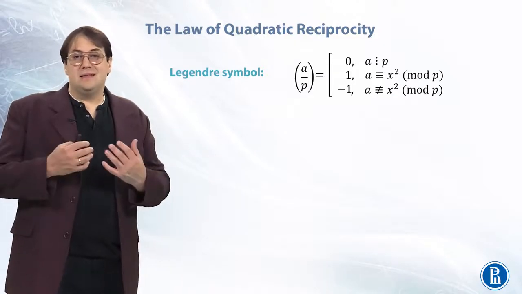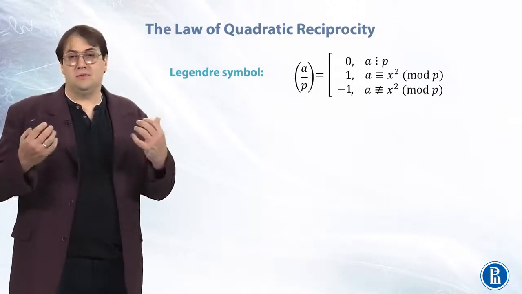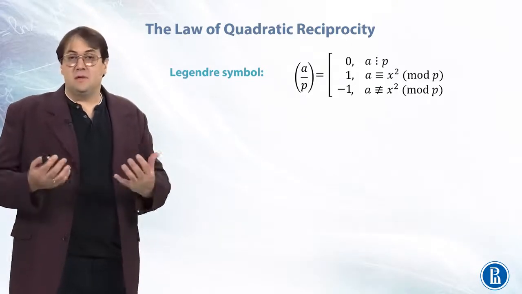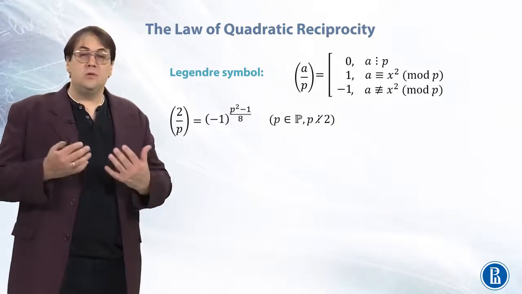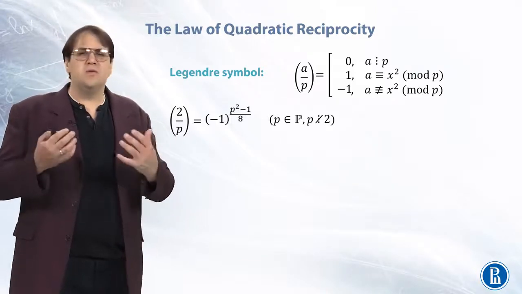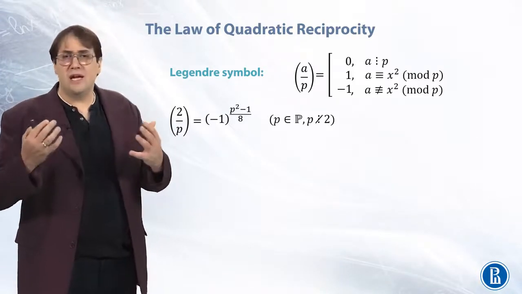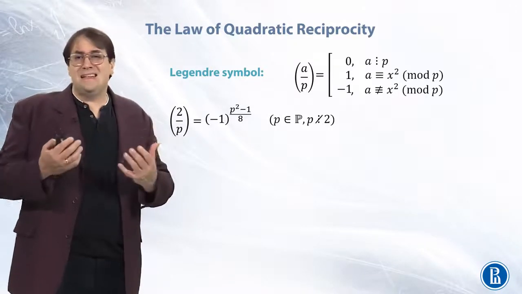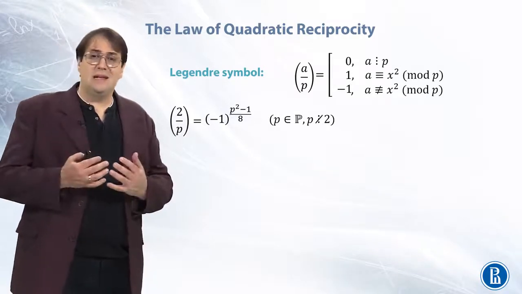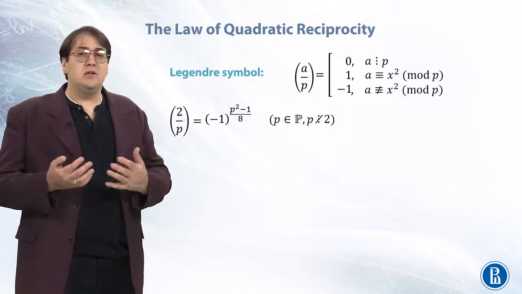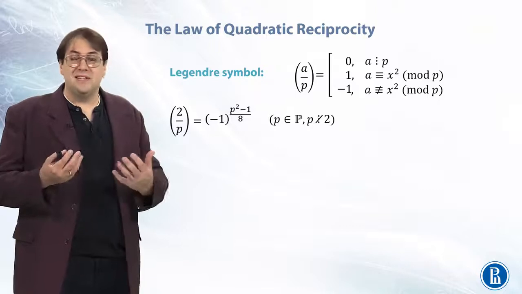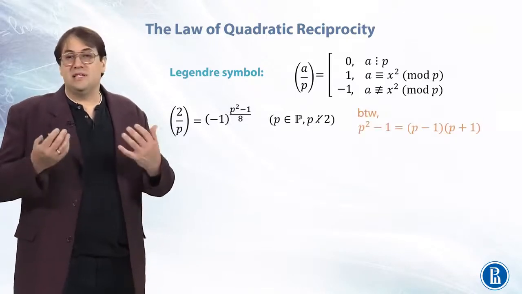Now let us study several theorems, several facts about this symbol. First of all, the symbol of 2 modulo p is equal to minus 1 to the power of (p squared minus 1) over 8. Well, it indeed seems a bit complicated, but you'll get used to it on the one hand. And on the other hand, please do not be afraid. This power to which minus 1 is raised is indeed always an integer.